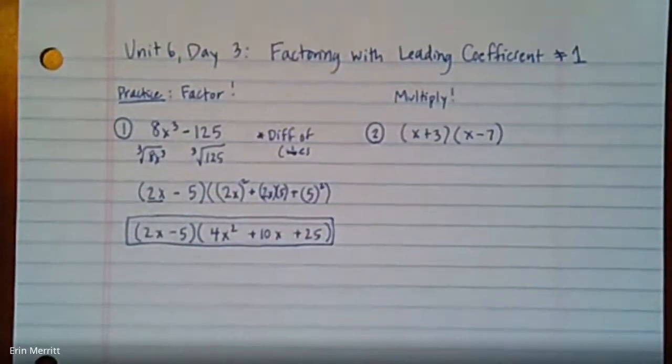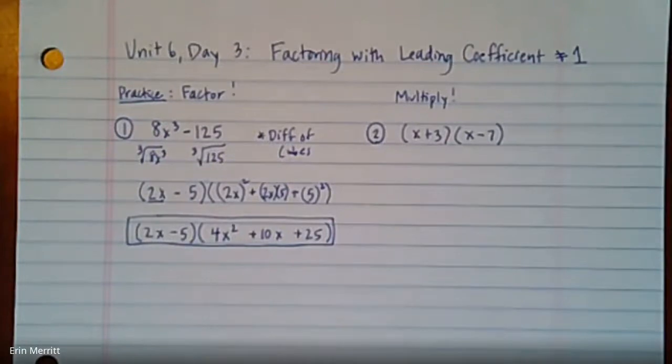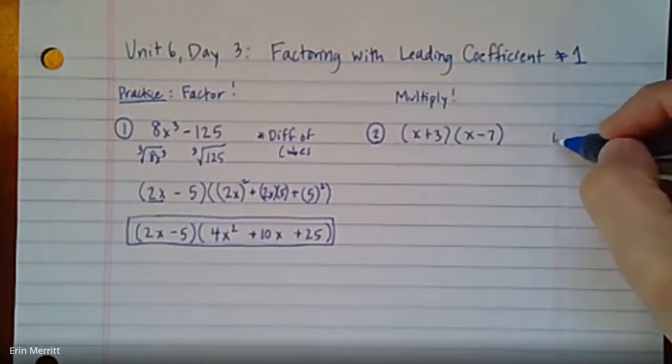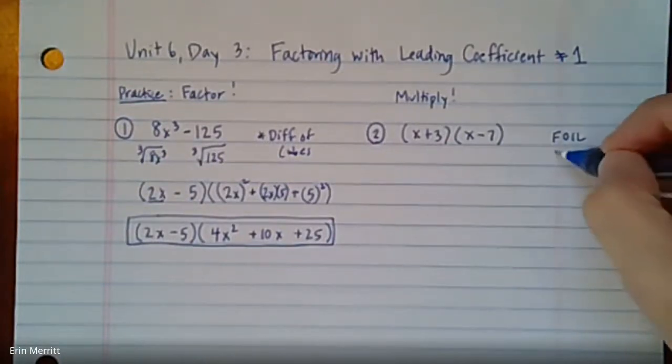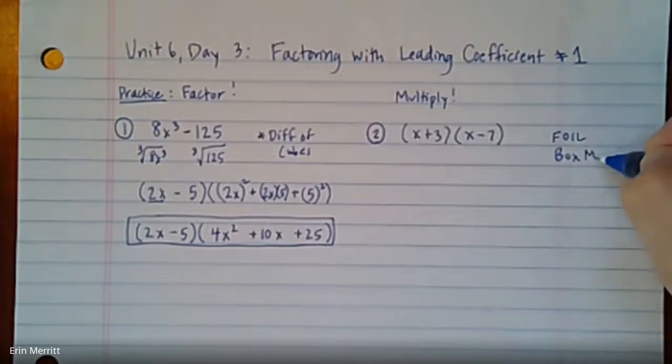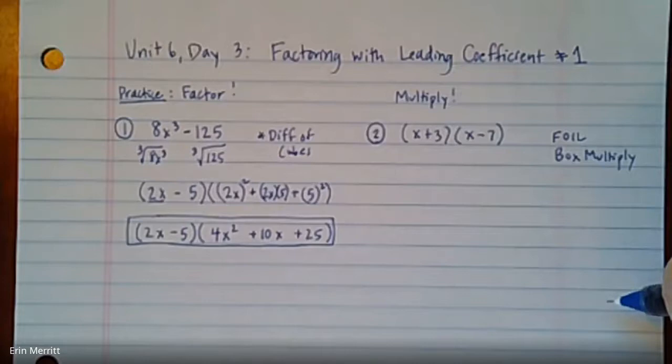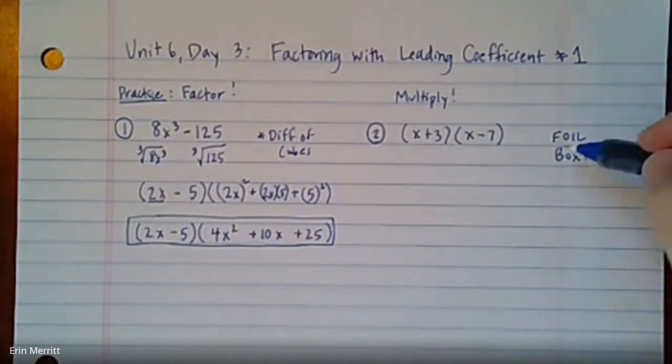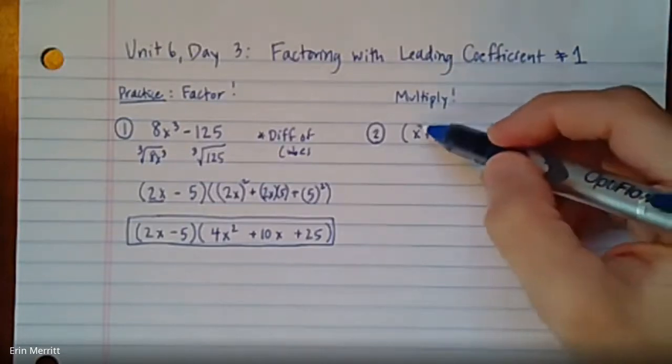All right, the second one, just multiplying out, no tricks here. You can FOIL if you're familiar with FOIL, otherwise a little box multiplication. In terms of foiling, in case you're like, what is she talking about? First, outside, inside, last. So you multiply the first part.